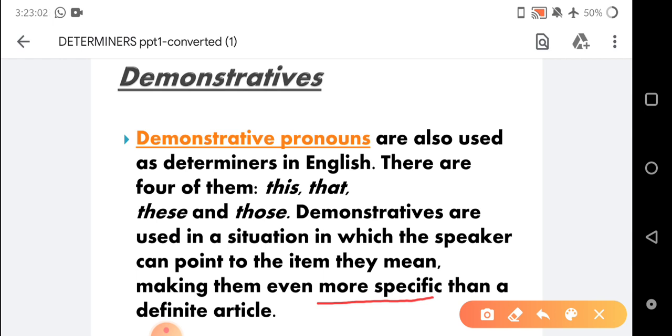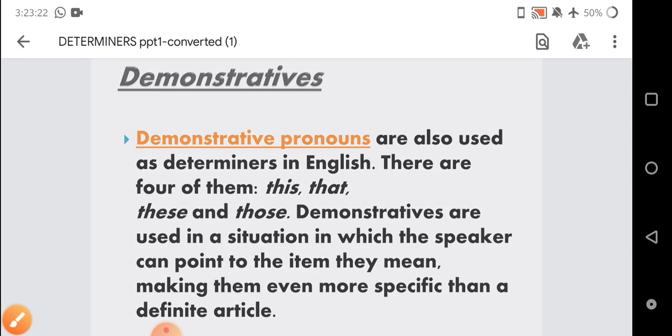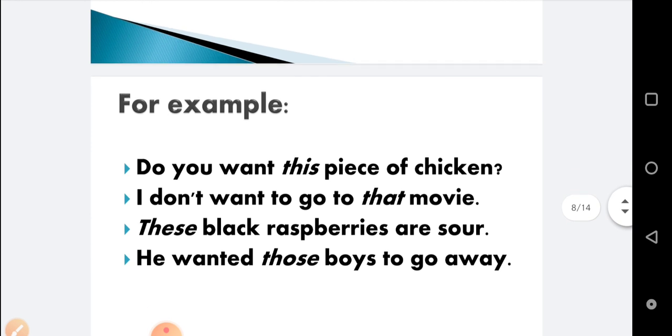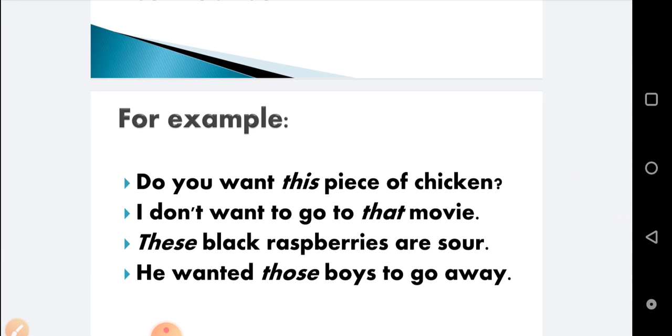Just compare. I say the book. Fine, I am specific that I am talking about a particular book. But if I say this book, this is the book I want, give me this book, I am being even more specific than the definite article the. For example, do you want this piece of chicken? I don't want to go to that movie. These black raspberries are sour. He wanted those boys to go away.